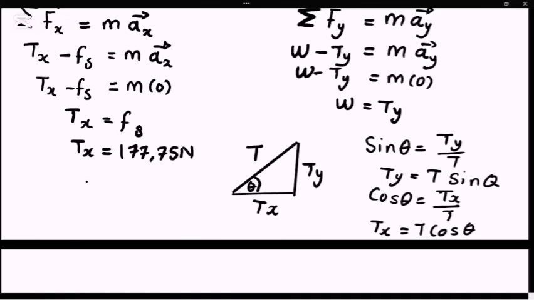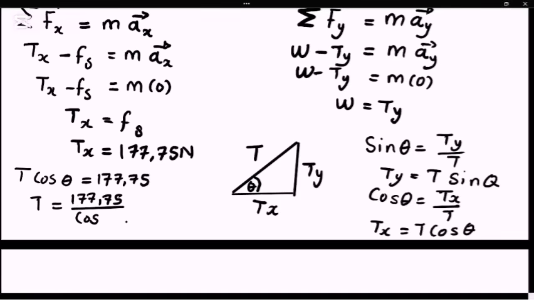Now knowing that Tx is equal to T cos theta, we can substitute in object B. Instead of Tx, it will be T cos theta equal to 177.75. So you make T the subject of the formula. T will be equal to 177.75 over cos theta. And theta, you are given, is equal to 30 degrees. If you press your calculator, it will give you 205.25 newtons.